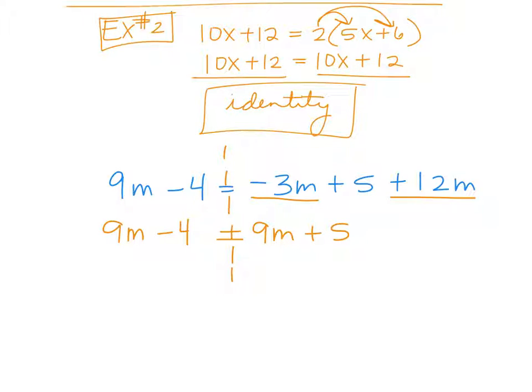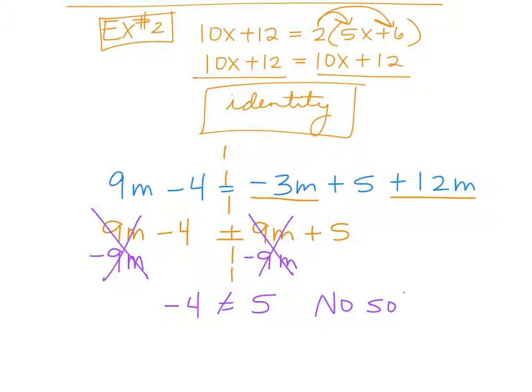Then what? If you take away the 9m on both sides, this is 0, this is 0, you're left with negative 4 equals 5, and that is no solution, right? That's not a true statement, so we say no solution. Okay, does that make sense? Okay.